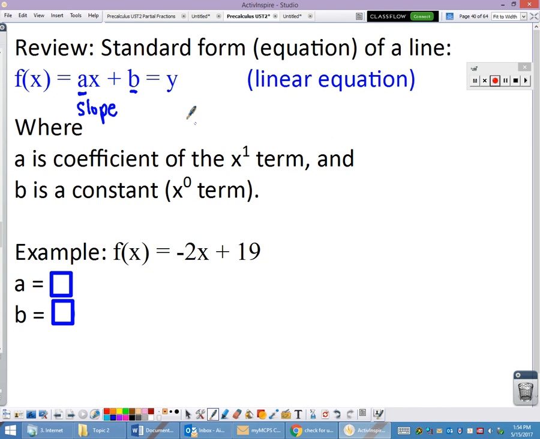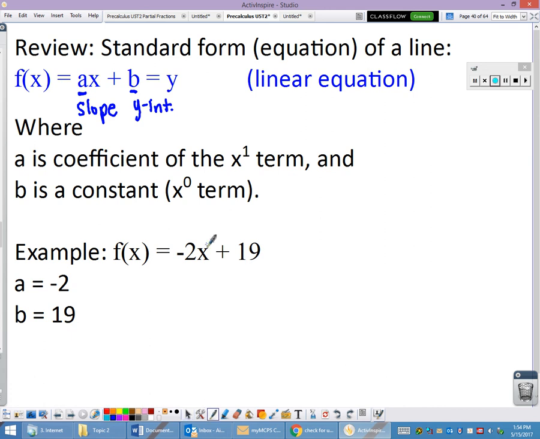is our constant, which is the y-intercept. Now that's not going to matter too much here, because what I'm trying to do is figure out basically if I have 2 points, what would be that linear equation. In this case, I know what my standard form is. My a is -2 because it's the coefficient of x, and my b value is 19 because it's the constant, or the number by itself.